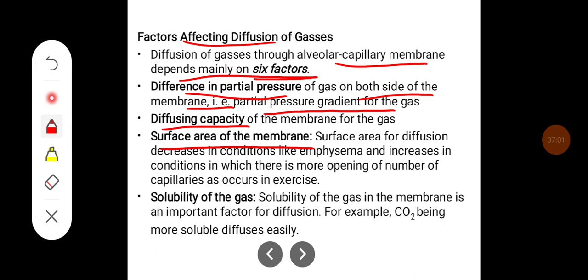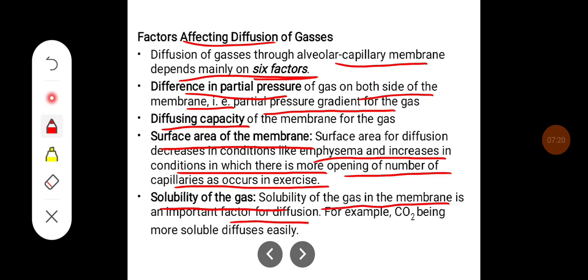Surface area for diffusion decreases in conditions like emphysema and increases in conditions in which there is more opening of the number of capillaries, as occurs in exercise. It also depends on solubility of the gas. Solubility of the gas in the membrane is an important factor for diffusion. For example, carbon dioxide, being more soluble, diffuses more easily.